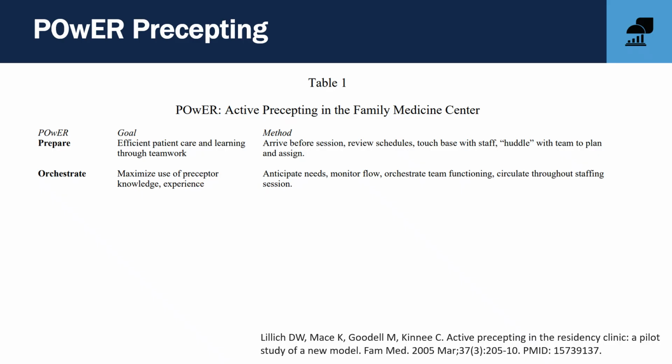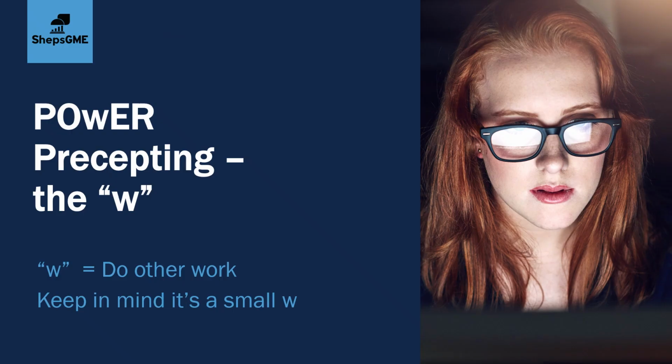And the other thing is not just sitting passively, right? Being up, walking around the clinical space, and that way checking in with everybody who's there to make sure there's not some sort of a crisis that's happening without you knowing about it. So those are the first two pieces of POwER precepting: preparing and orchestrating. I do want to give a shout out to Dr. Lilich and the team that published this initially. The references for that are on the last slide, and they'll be on the next one as well.